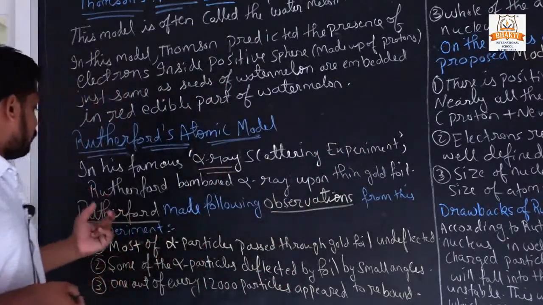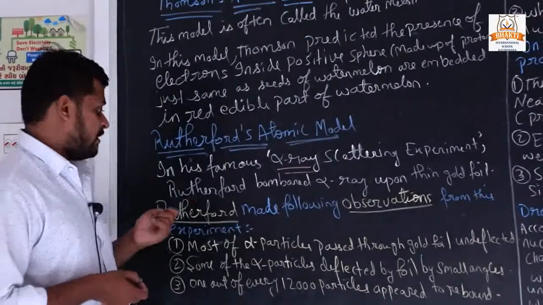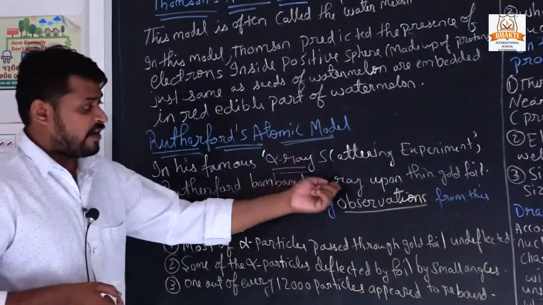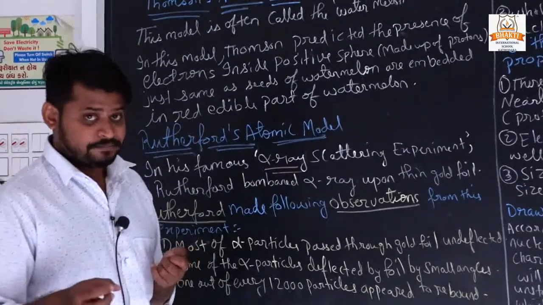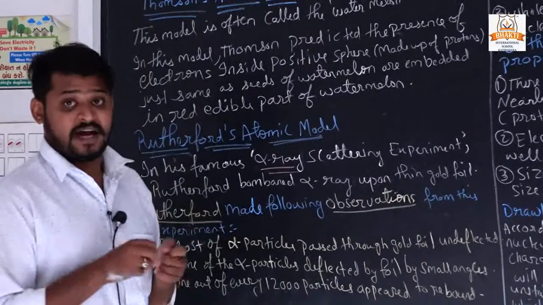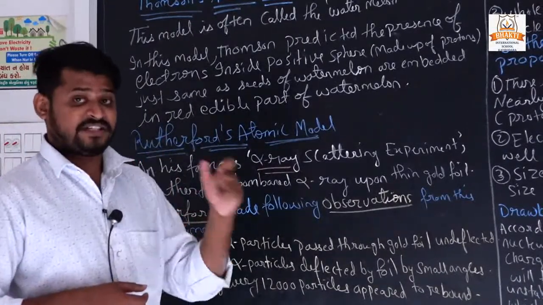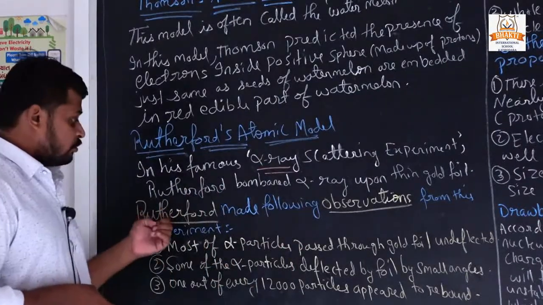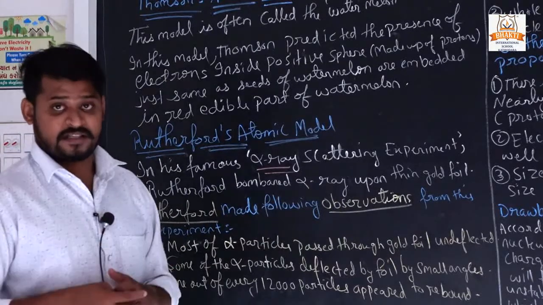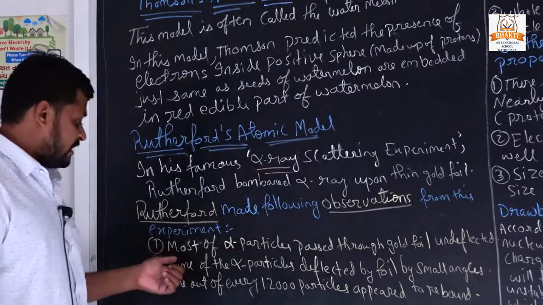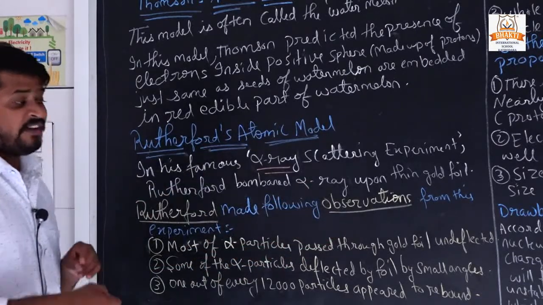See here, in this famous alpha ray scattering experiment, Rutherford bombarded alpha rays upon the gold foil. Meaning Rutherford passed the alpha rays towards the gold foil, and the alpha rays struck the gold foil. So Rutherford made the following observations from this experiment. What was the observation of Rutherford? He saw that most of the alpha particles passed through the gold foil undeflected.